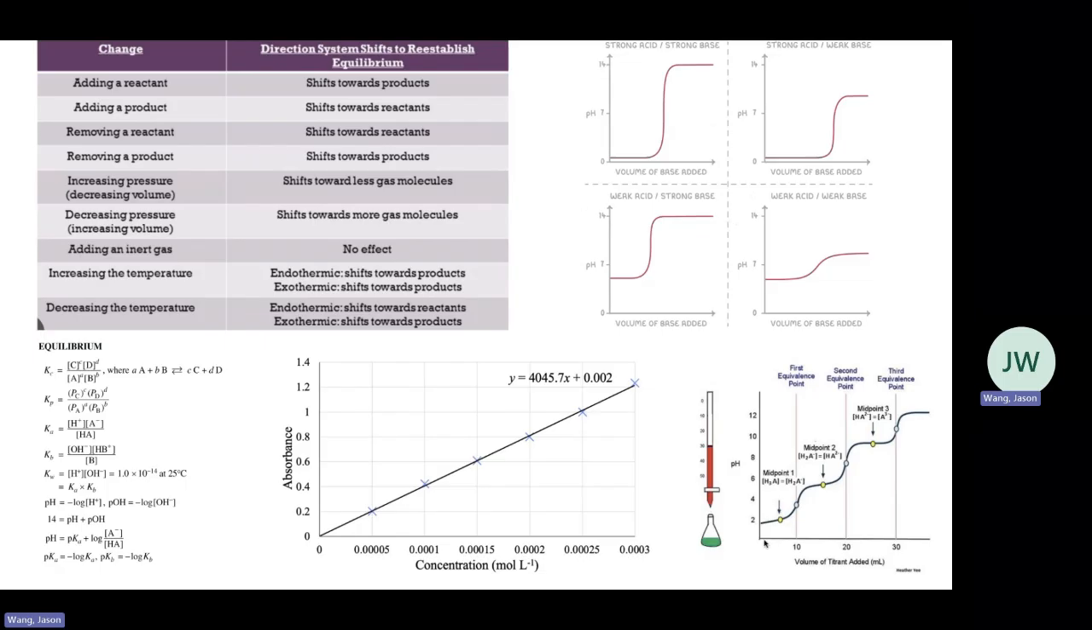You should also be familiar with diprotic or polyprotic reactions, where we see that we have multiple equivalence points. You should be familiar with that too, although you most likely won't be doing an experiment with that. That would take a little long.